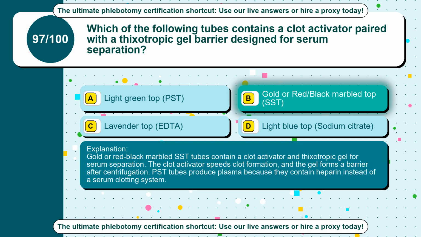Gold or red/black marbled SST tubes contain a clot activator and thixotropic gel for serum separation. The clot activator speeds clot formation, and the gel forms a barrier after centrifugation. PSD tubes produce plasma because they contain heparin instead of a serum clotting system.